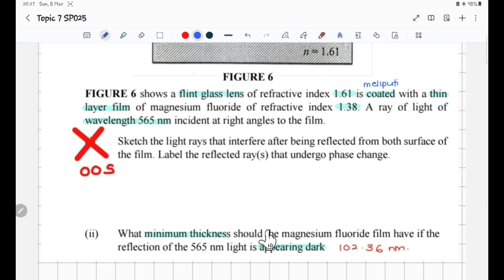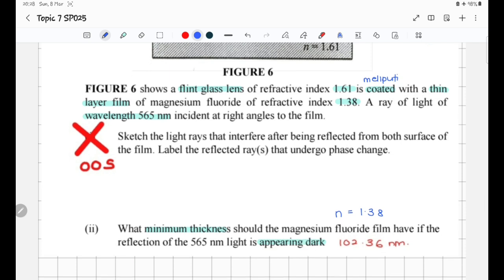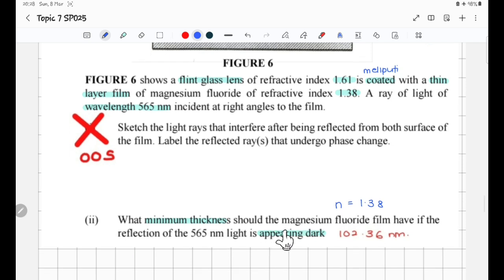What minimum thickness should the magnesium fluoride film that has n equals to 1.38 tadi tu have if the reflection of the 565 nanometer light is appearing dark? Okay, so keyword kat sini adalah appearing dark. So that means appearing dark ni sama maksud dengan destructive interference. So bila destructive, kita nak kena consider which equation do we apply? Is it 73 or 74?